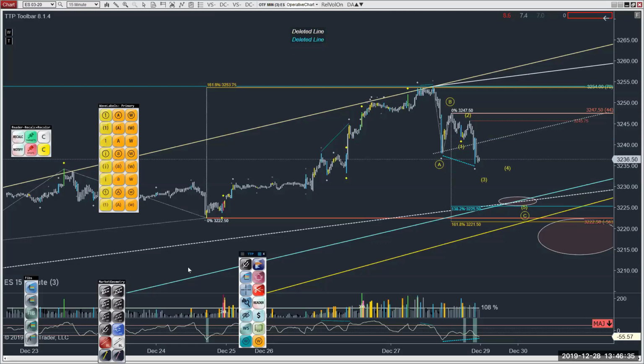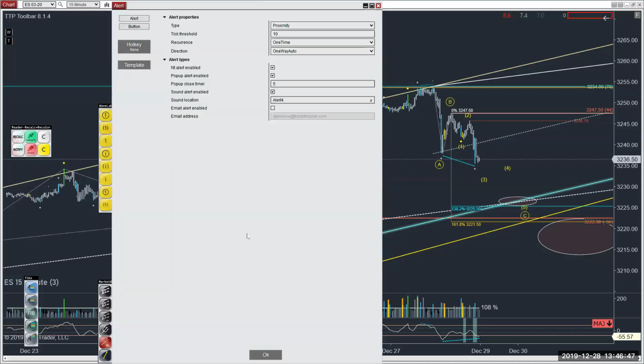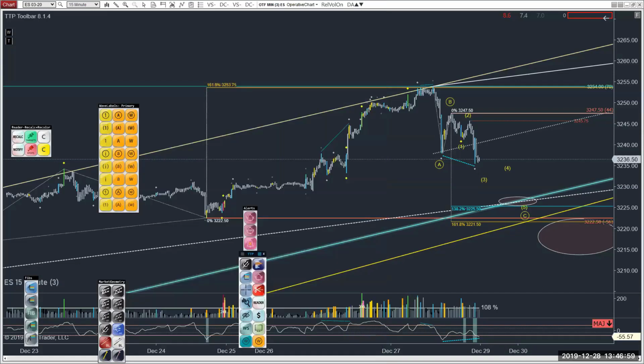And then I can apply an alert right here, and I can get a screenshot emailed to me when we get within 10 ticks of that. You can do all kinds of crazy stuff with these alerts. It's a pretty awesome alert system. You can make it into an alarm clock and just keep ringing until you come in and click on it. Wake you up out of bed if you want it to.